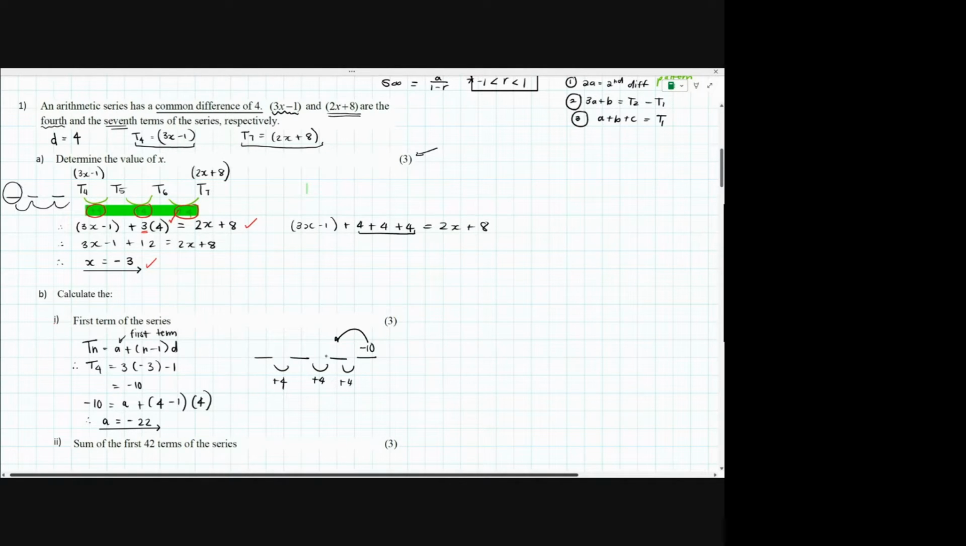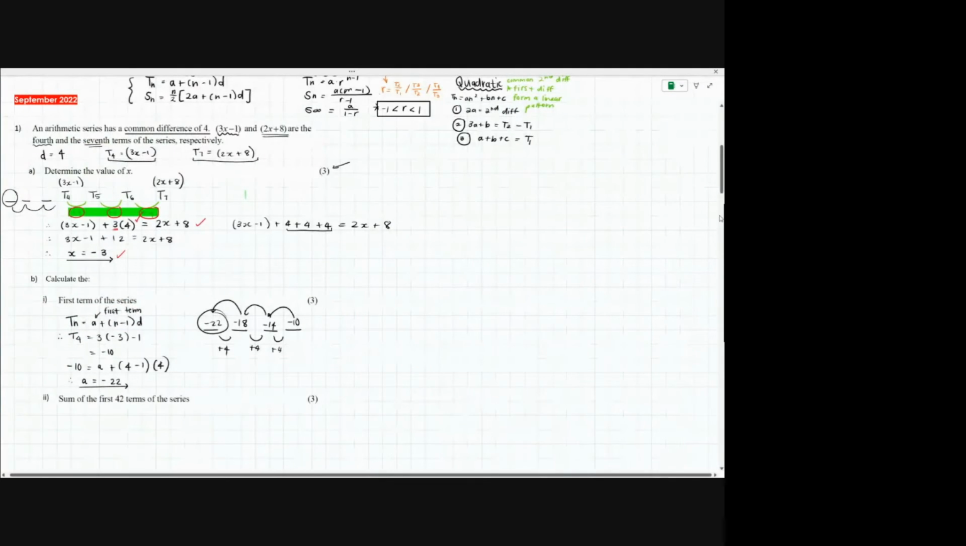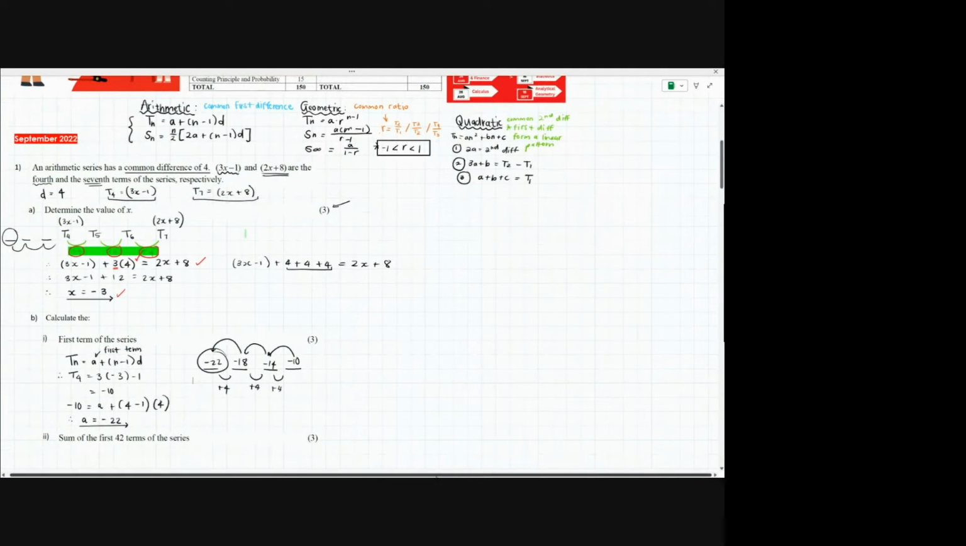So negative 10 minus 4, negative 14. Negative 14 minus 4, negative 18. Negative 18 minus 4, negative 22. So you could also just work backwards from the information you've been given. But obviously, if we'd given you term 48 and term 72, you don't want to be working backwards all the way 42 terms back to term 1. And so using your formula for Tn makes it a lot easier for you. Again, in this case, it wouldn't really matter because term 4 is not that far away from term 1, so it is easy enough to do. But just remember, you have formulae for a reason, and you are welcome to use them.